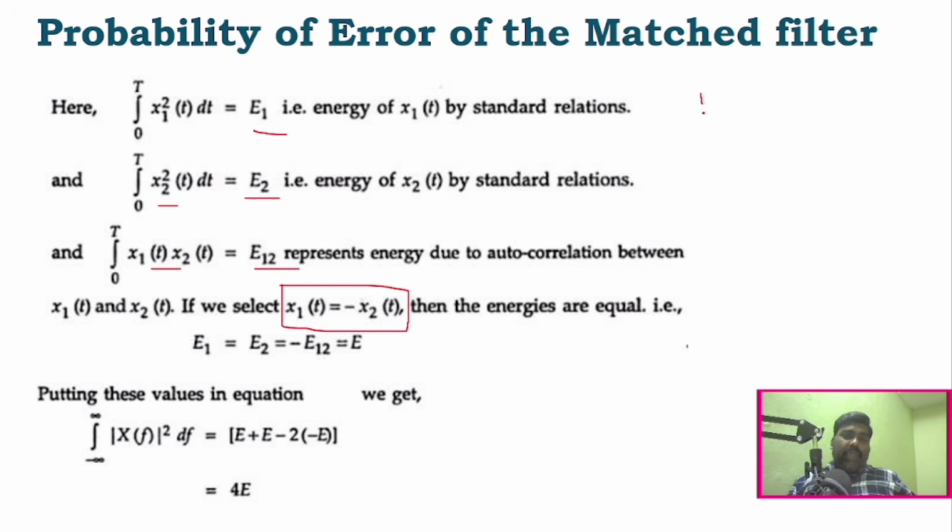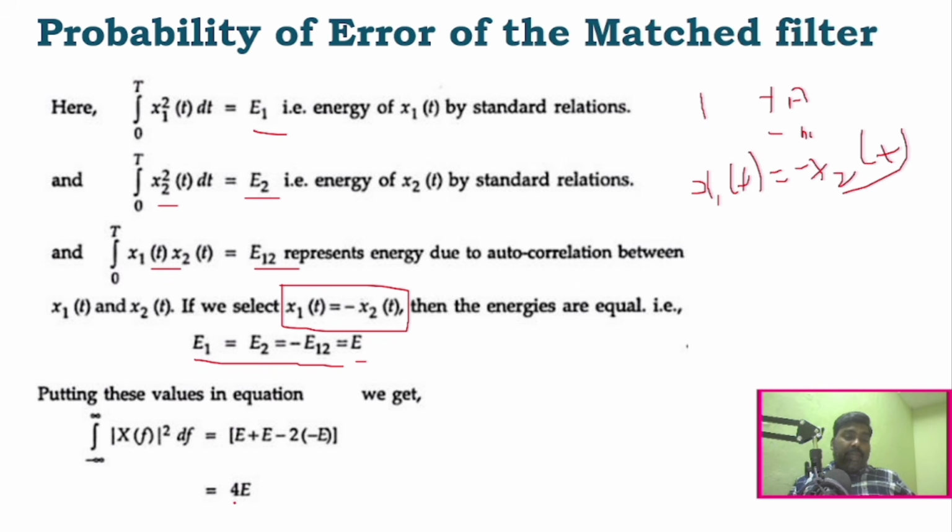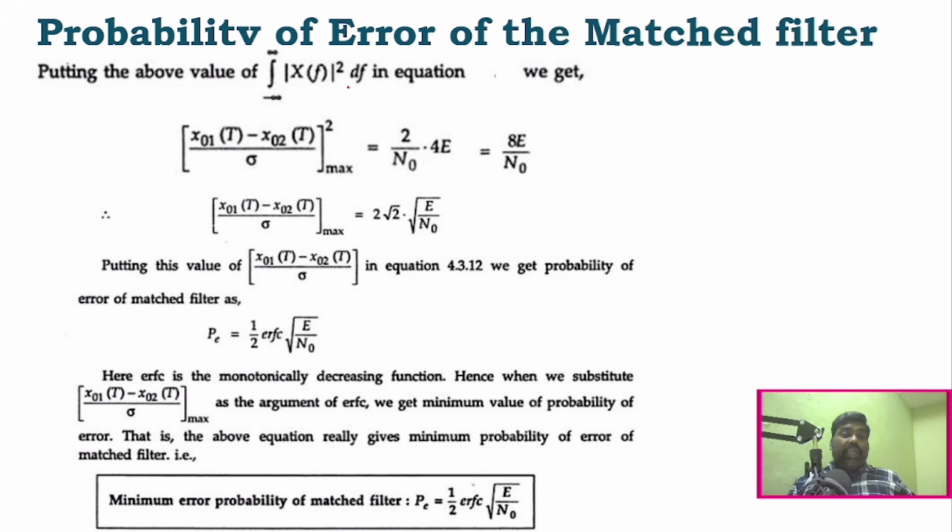Because for binary 1 and binary 0, it will be plus A and minus A. So I can write it as x1 of t equal to minus of x2 of t. Right? So in that condition, everything can be equated as E. Right? So if you substitute that value of E here, that is E plus E minus 2E. Right? So E plus E minus 2E becomes 4E. And now you substitute that 4E in this particular expression, right? It will become 8E by N naught. Where we can write this as 2 root 2, root of E_b by N naught.